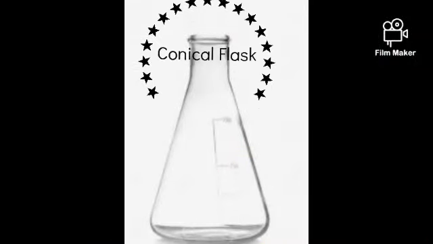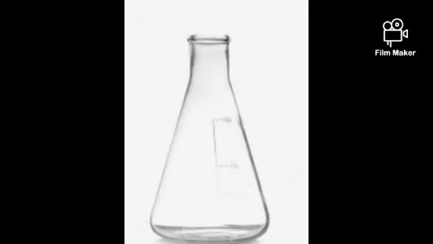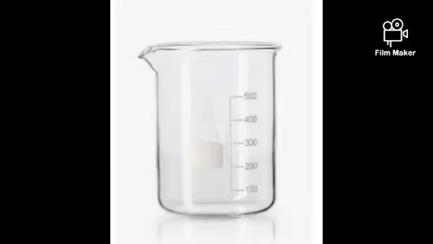You can see this is the conical flask. The conical flask is mostly used in titration. It is made specifically so that when you shake, the acid or base will not pour out. This is the beaker, mostly used again to measure. There are different sizes of beakers and conical flasks.